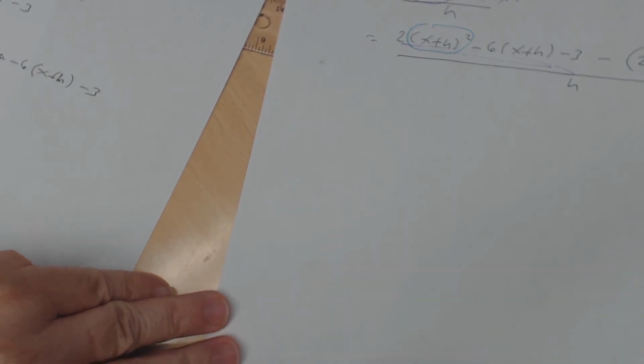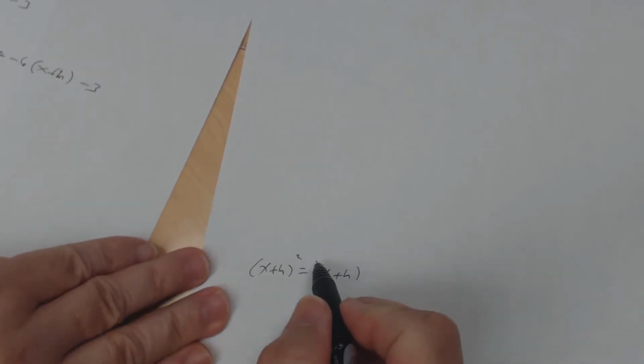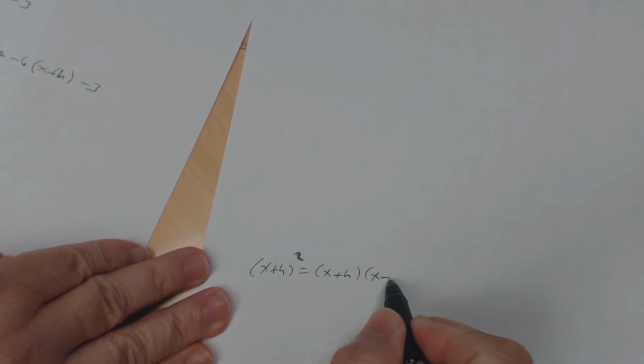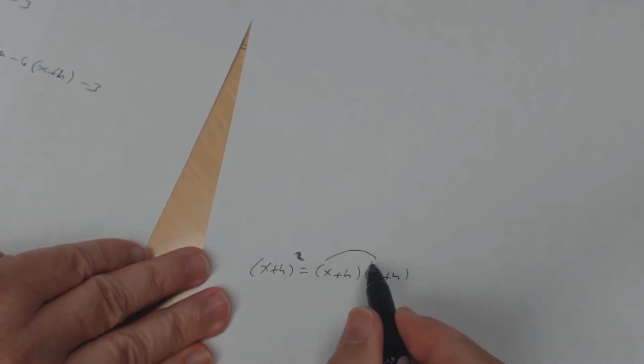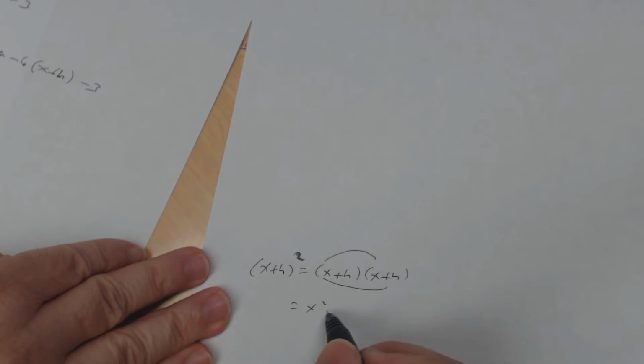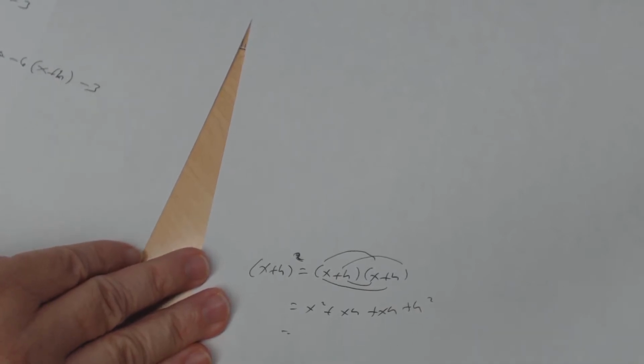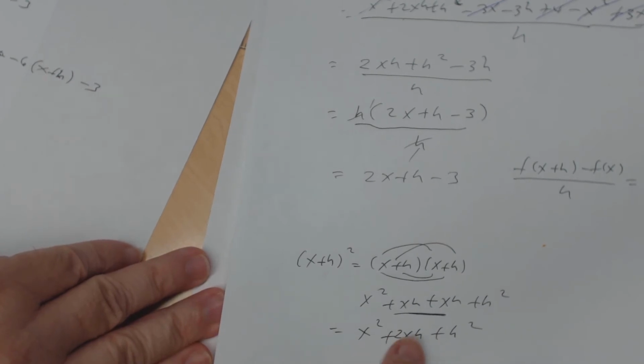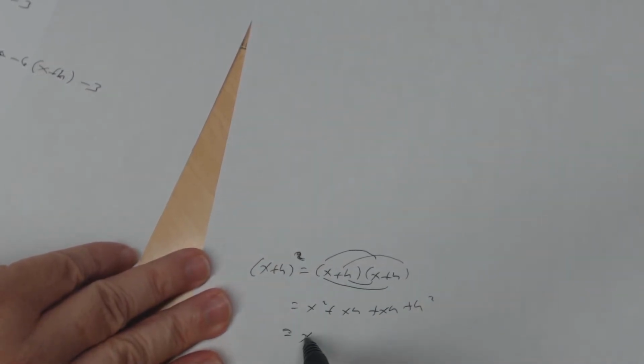So remember, x plus h squared means x plus h times itself. And then FOIL. x times x is x squared. The outer is xh. The inner is another xh. And the last is h squared. Notice we keep doing the same thing. Go back to all the ones where you have to square x plus h, and it's all the same thing. So you're always going to get x squared plus 2xh plus h squared.